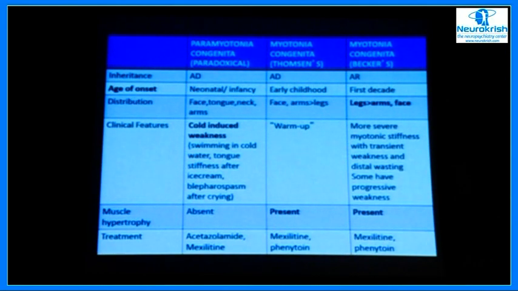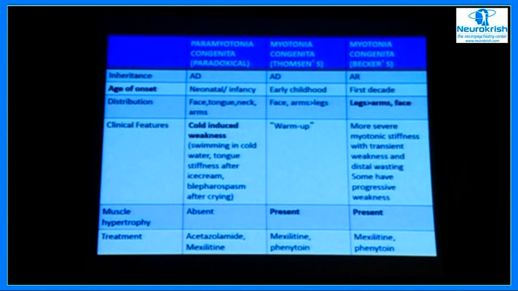Again, this is a table showing differentiation of paramyotonia congenita. Inheritance is autosomal dominant. Age of onset is neonatal and infancy. Distribution is face, tongue, and neck. Cold-induced weakness, weakness swimming in cold water, tongue stiffness after ice cream, blepharospasm, muscle hypertrophy is absent, whereas in myotonia congenita, they have early childhood onset, face, arms, and legs. They usually have a warm-up phenomenon. Muscle hypertrophy is present. They respond to mexiletine and phenytoin.